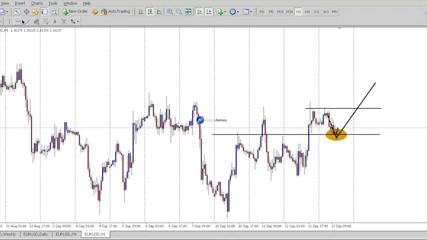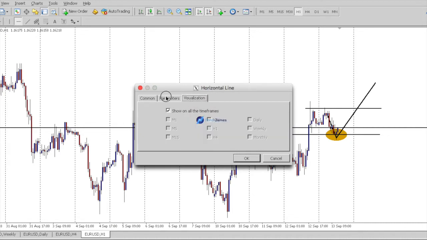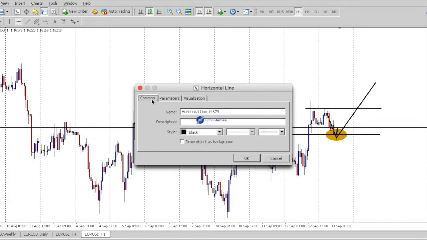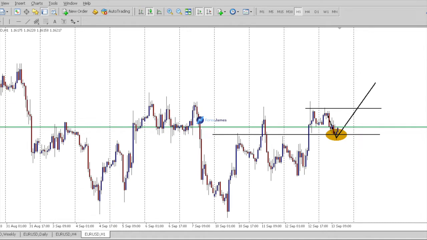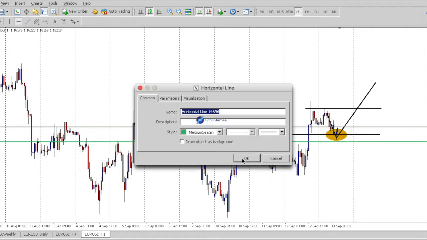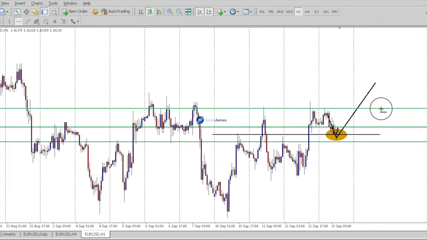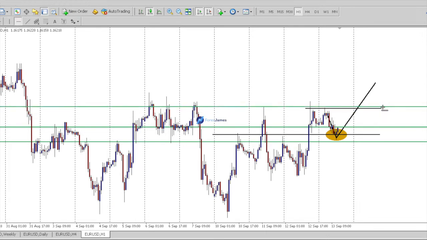Okay, guys. I got in here at 1.16224. Let me mark it with a green. Stop loss below here, and take profit at approximately 221. I'll give you an update on the real numbers later.